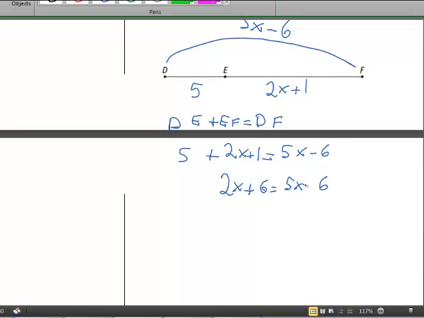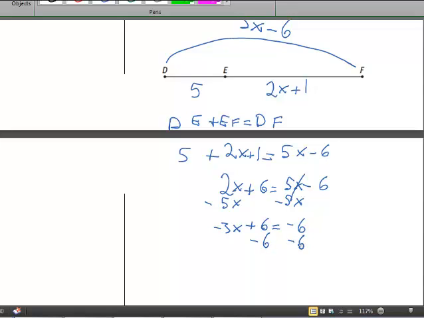Okay? Get the x's on one side, so subtract 5x from both sides. So 2x minus 5x is negative 3x, plus 6 equals, what's left on the right-hand side is a negative 6, because those canceled out. And then I've got to subtract 6 from both sides.